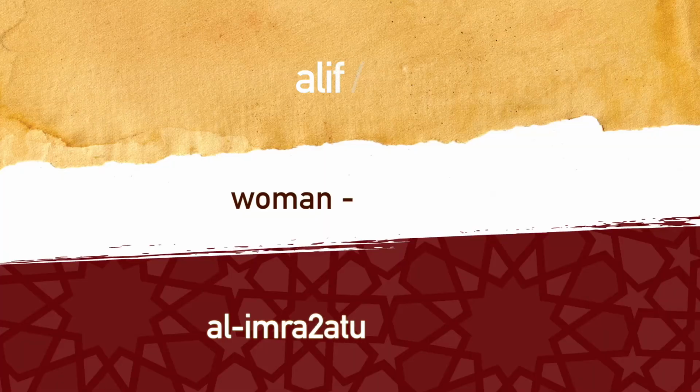Alright, we're going to go through each of the letters, and you're going to tell me whether it's a sun or a moon letter, and we'll give you an example on how to pronounce it. Alright, alif. Alif, the first letter in the alphabet, is a moon letter. Example, imra'atun means woman. And definite, you introduce the al, it will be al-imra'atu. So you pronounce the lam, it means the woman.